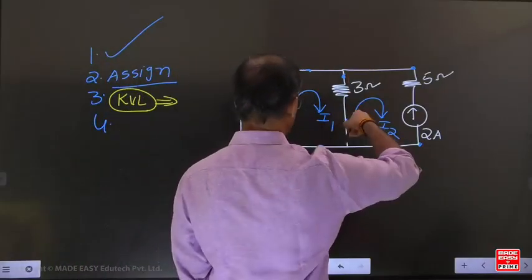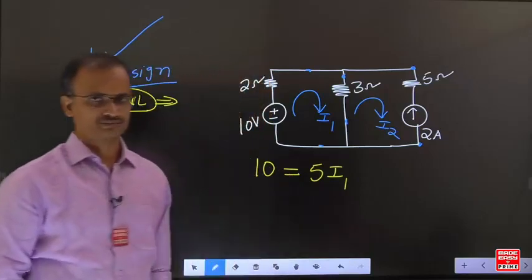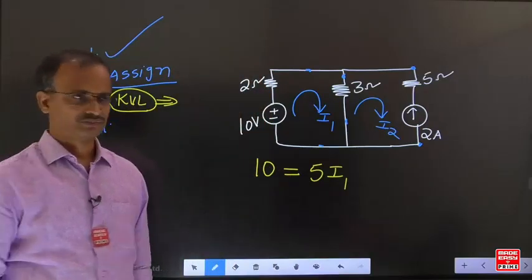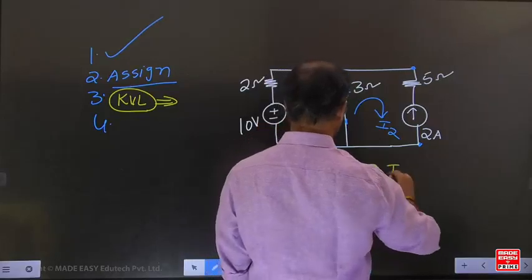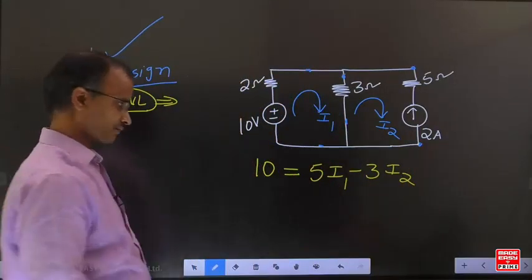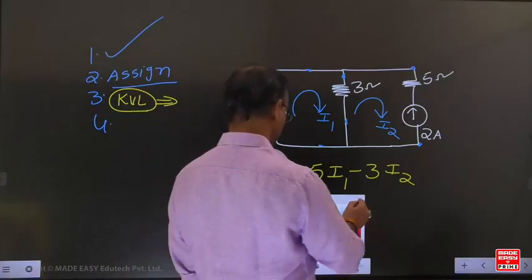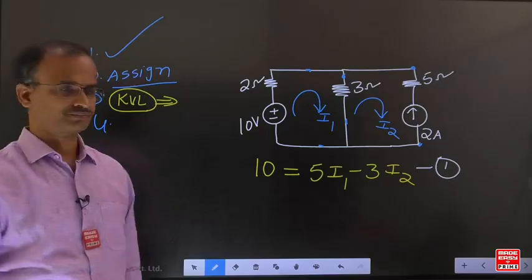For the 3 ohm resistance, I1 is downwards, but I2 is upwards. Opposite direction. What sign do you write? Minus. Now we got equation 1.